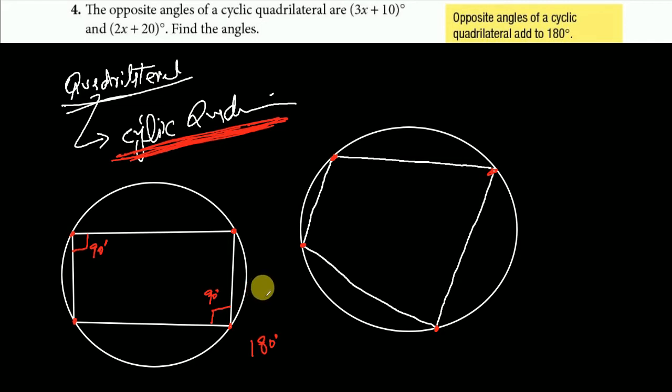Acha, and it is not necessary that this angle will always be equal to this angle. It may or may not be equal to this angle. Like in this case, this angle is not equal to this angle. Your angle A is not equal to angle B, but your interior angle A will be equal to the exterior opposite angle. So this is the exterior opposite angle.